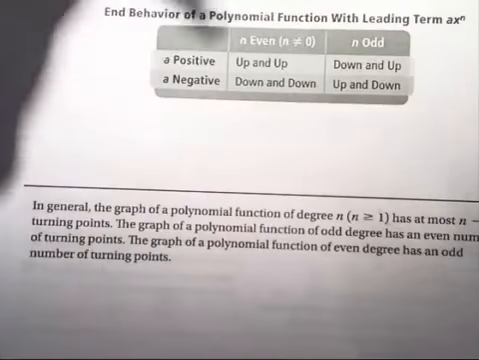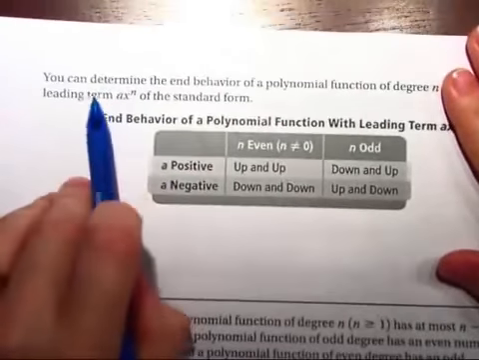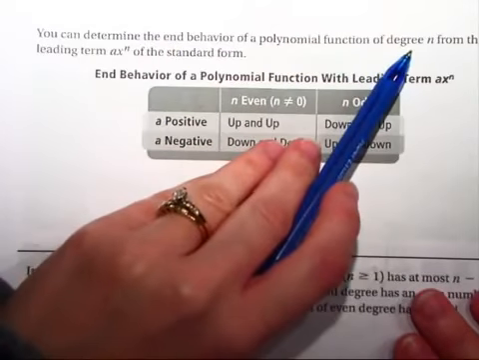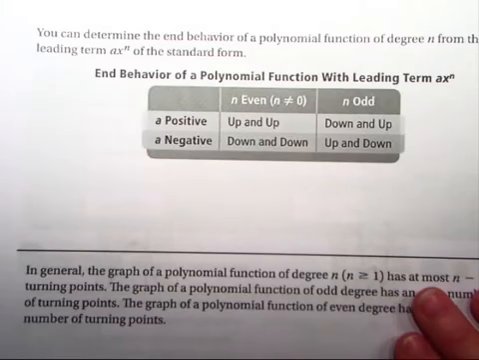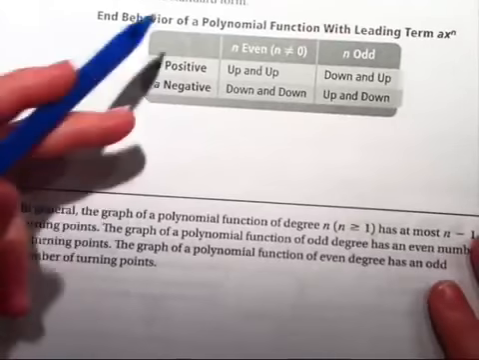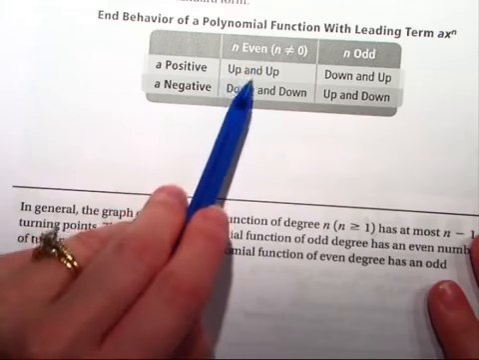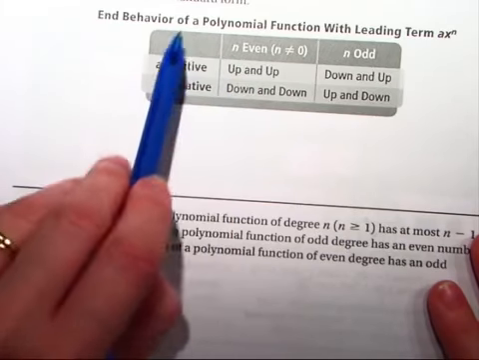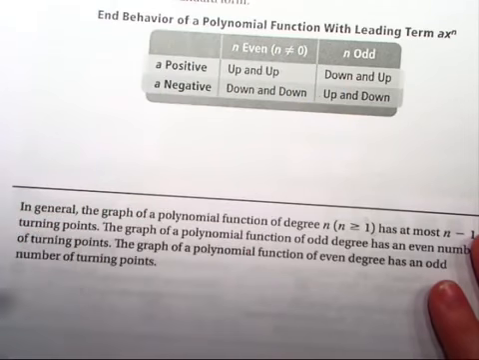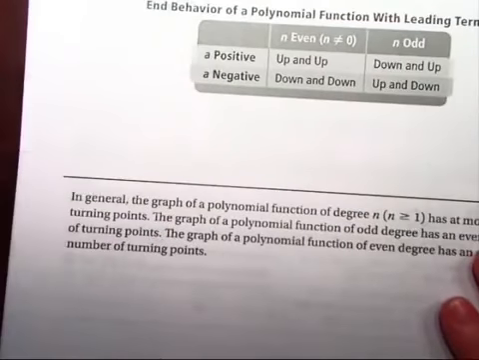Okay. You can determine the end behavior of a polynomial function from its degree and the degree of the leading term. So let's say that your leading term is positive and the exponent is even. Your graph's going to go up, up. Let's say your leading term is positive and the exponent is odd. It's going to go down, down. I want to give you some examples of that, okay, and the negatives as well.